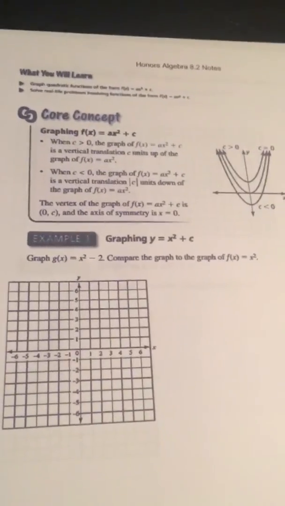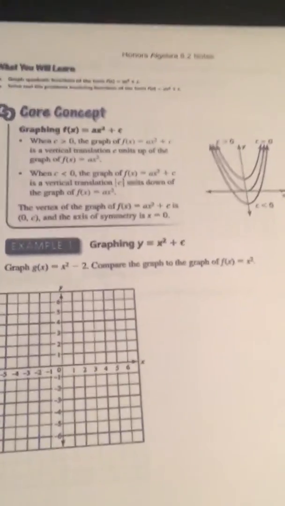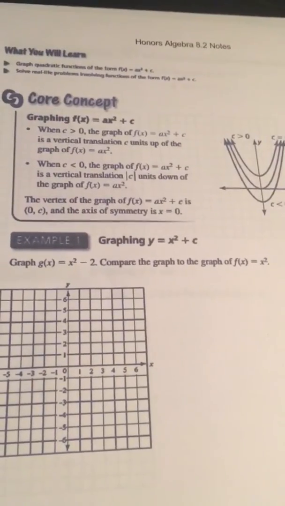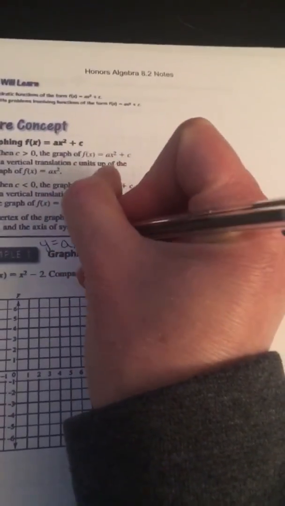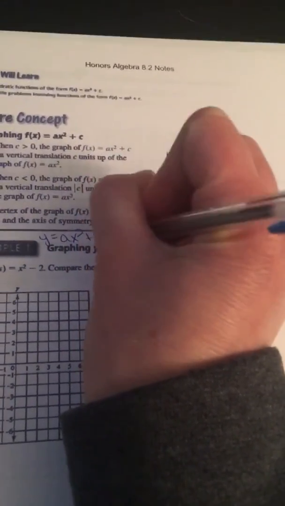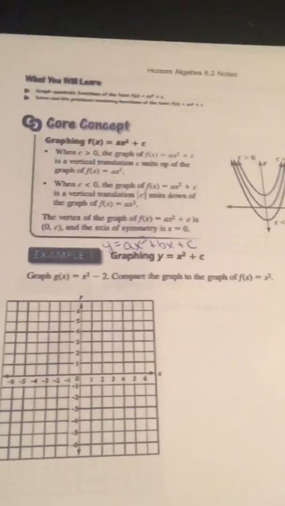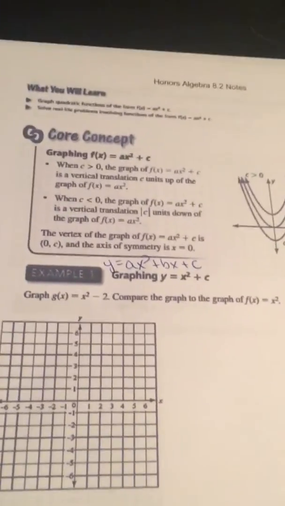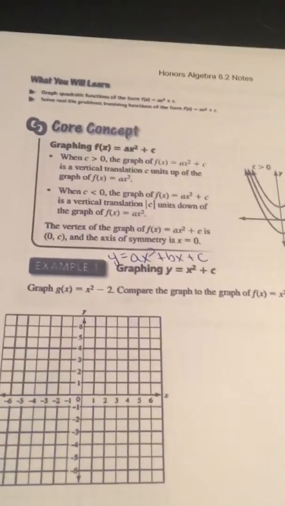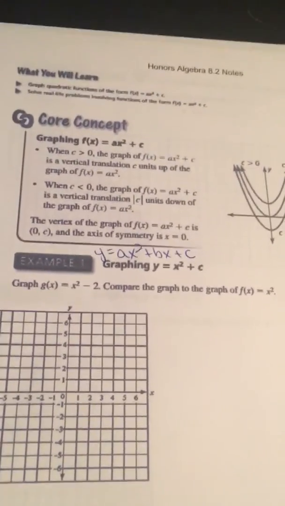Right, today we're starting 8.2. We're graphing quadratic equations in the form of y equals ax squared plus c. A quadratic in the form of y equals ax squared plus bx plus c we talked about yesterday. Yesterday we didn't have a c value. Our c was 0, and today we do. So we're going to talk about how that changes the graph.